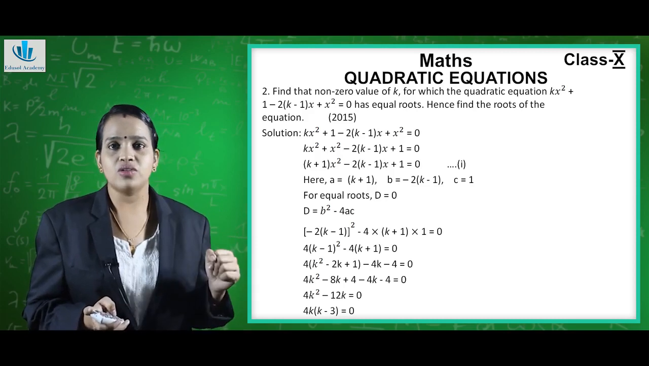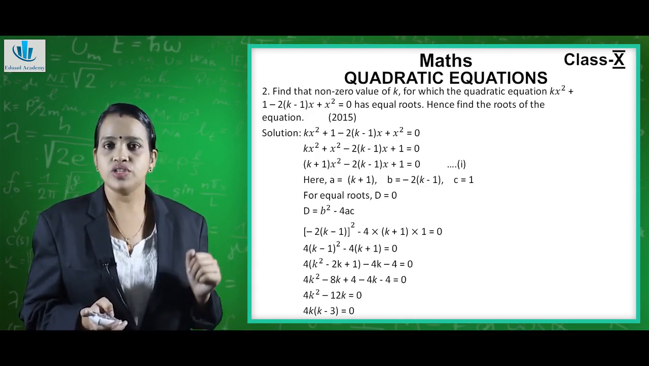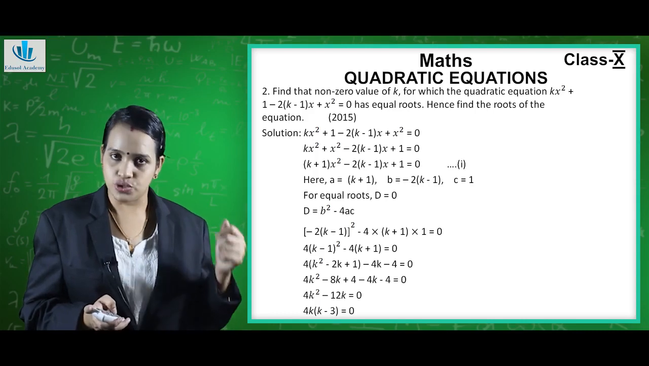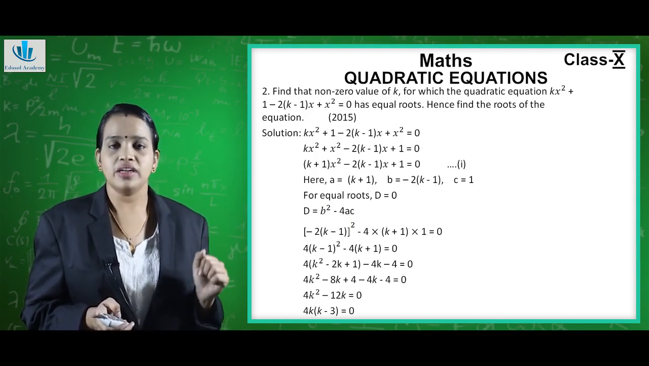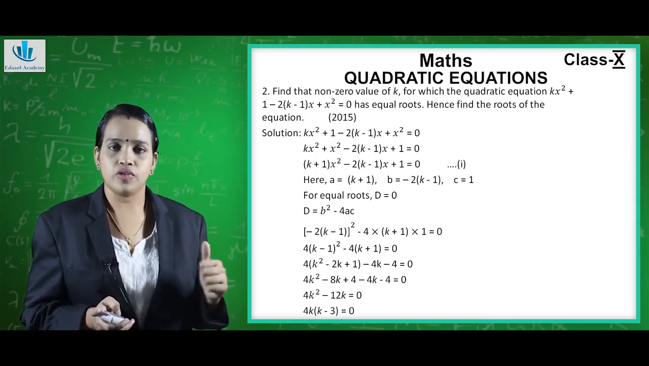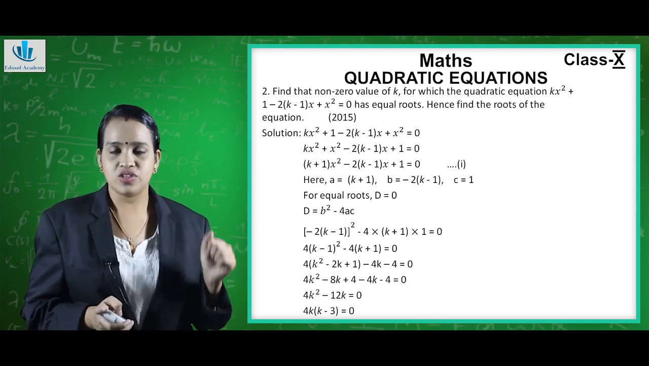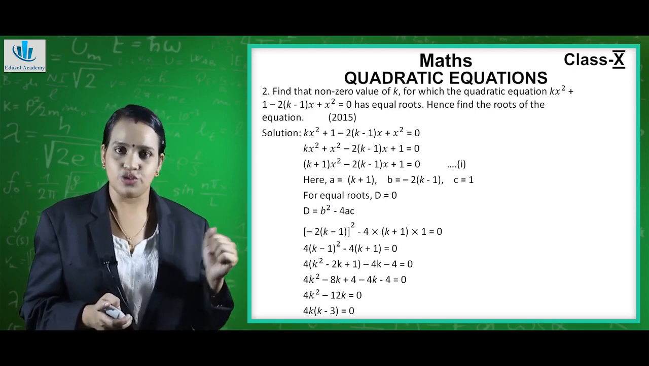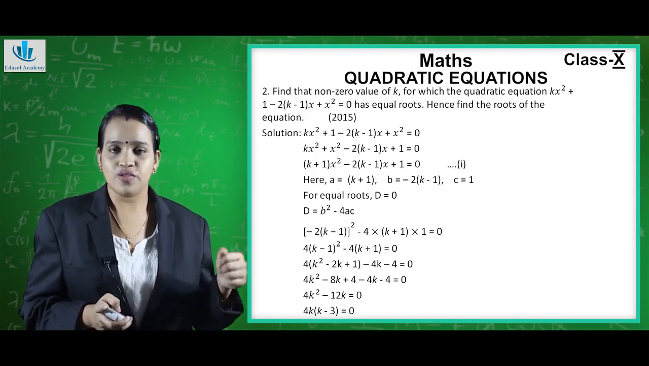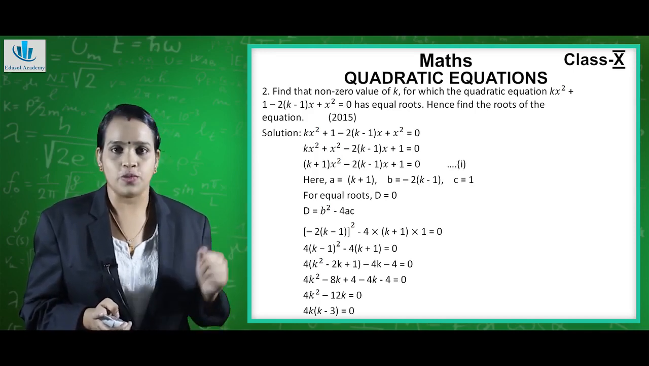Now we can put the values over here. So b raised to 2 is (minus 2 into (k minus 1)) whole raised to 2, minus 4 into a, which is (k plus 1), into c, which is 1, so into 1, which is equal to 0. Now we can solve this. So minus 2 raised to 2 becomes 4, and (k minus 1) raised to 2 minus 4 into 1 gives 4. So 4 into (k plus 1) is equal to 0.